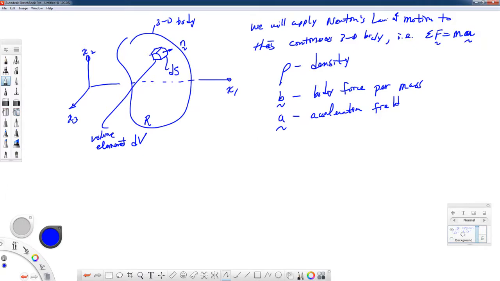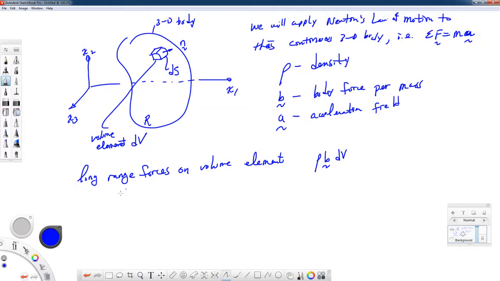So in this case, if we wanted to think more about those long-range forces that act on that little volume element, we're going to have the body force vector term. Because it's a body force per mass, we're going to multiply that by the density and then the volume, since the density is a mass per volume type term.